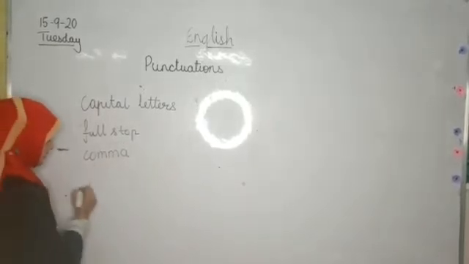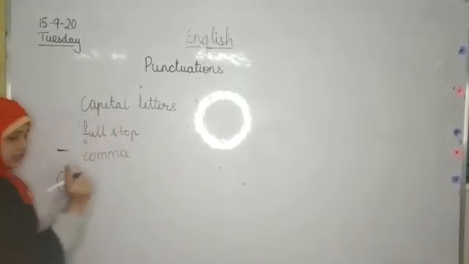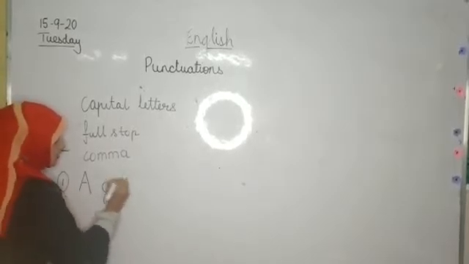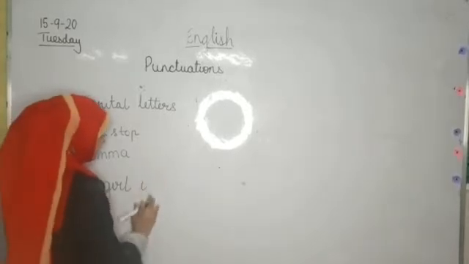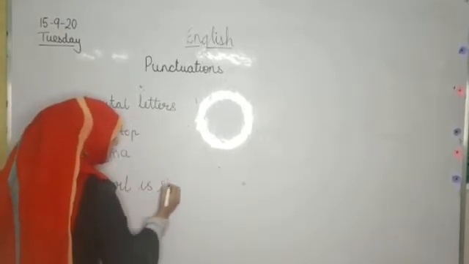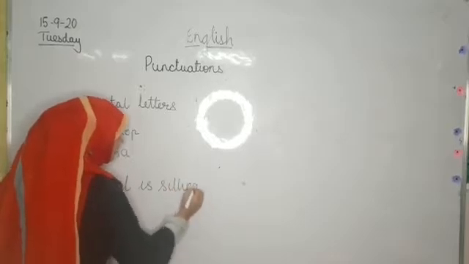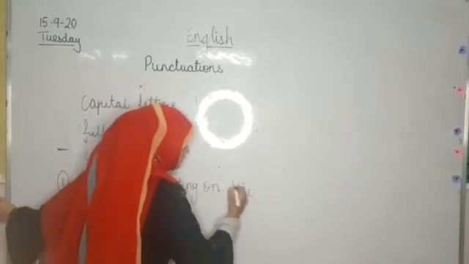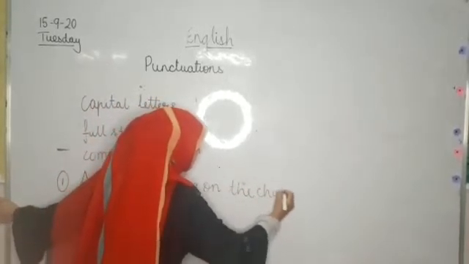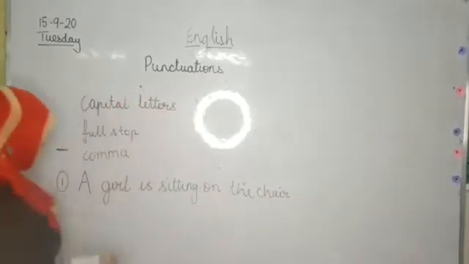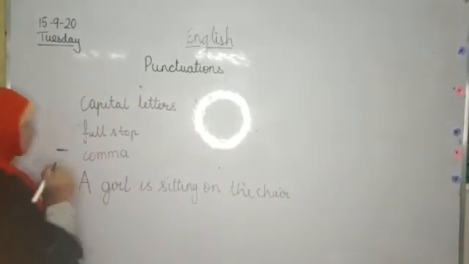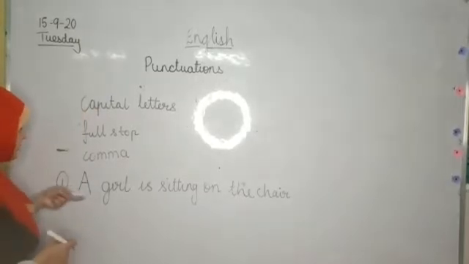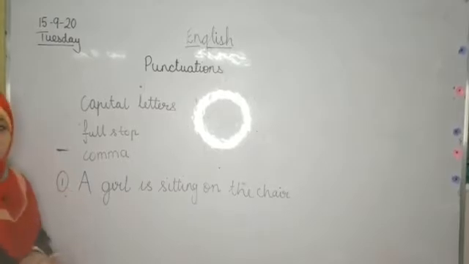When we begin a sentence, we start with a capital letter. Girl is sitting on chair. When I write this sentence, I begin the sentence with the capital letter. This is the first punctuation we have done. That is capital letter. We use it in the beginning of a sentence.